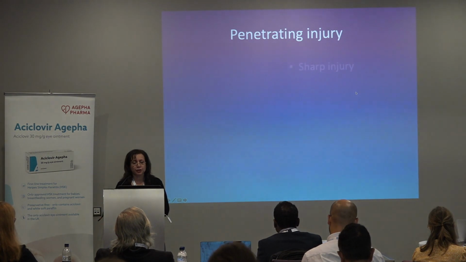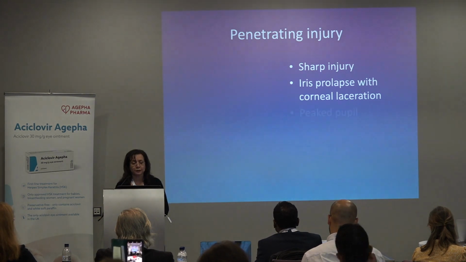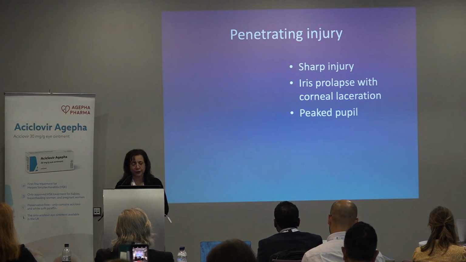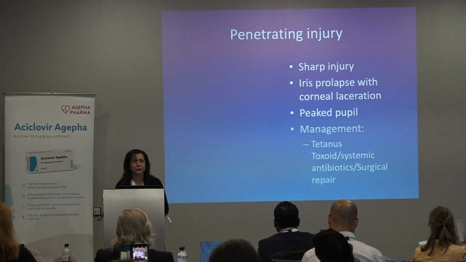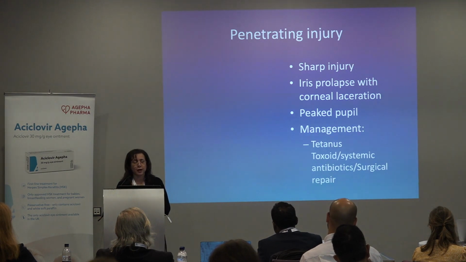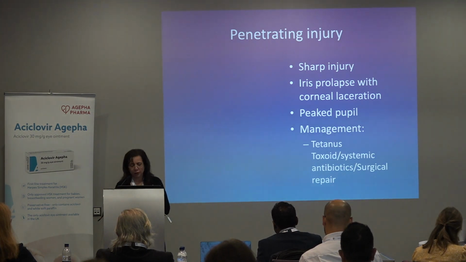Now, penetrating injury is usually caused by a sharp injury. You can get probably an iris prolapse or a corneal laceration. Very important sign is the peaked pupil. So be very, very proactive if you see a peaked pupil, because that means that you've got a penetrating injury. These patients have to have tetanus toxoid if they've not had one recently. They have to have systemic antibiotics, and you try and send them for surgery as soon as possible.